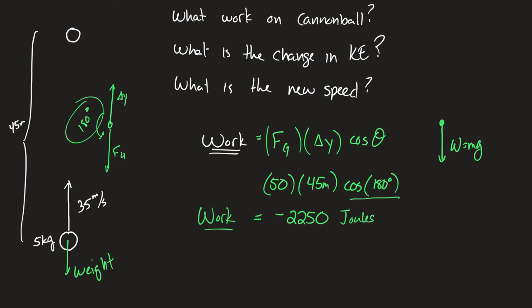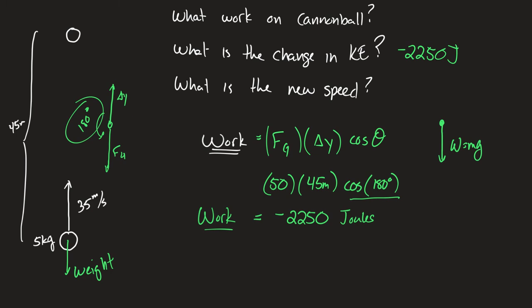So the framework here is that changes in kinetic energy drive our definition of work. When you do positive work on something, you're trying to increase how fast it's going. If you do negative work on something, you're trying to decrease how fast it's going. Gravity certainly is trying to decrease how fast the cannonball is going while it goes upwards. Now, there's more to do here, but the change in kinetic energy is also negative 2,250 joules.